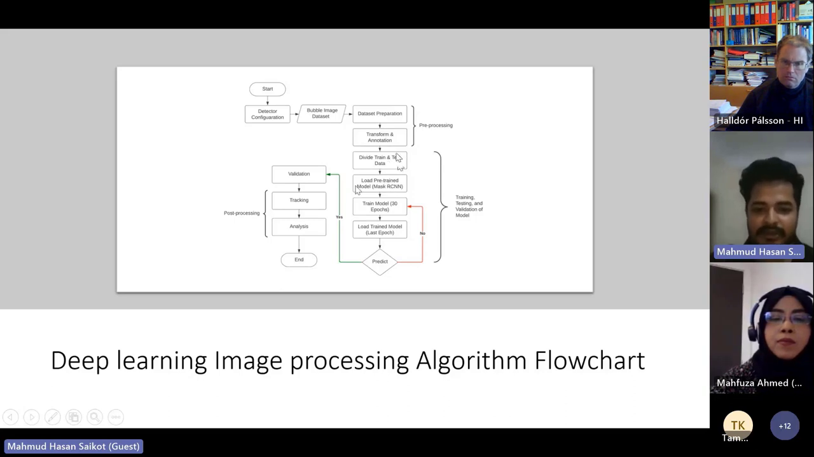After that, we load the pre-trained model, which is the Mask RCNN model. Then we train it for 30 iterations, and then we load the last model, that is the most accurate model. After that, we validate our model. Validation just means that we are looking for whether our algorithm can detect bubbles properly or not. Then we go to the post-processing stage, which consists of tracking and analysis.